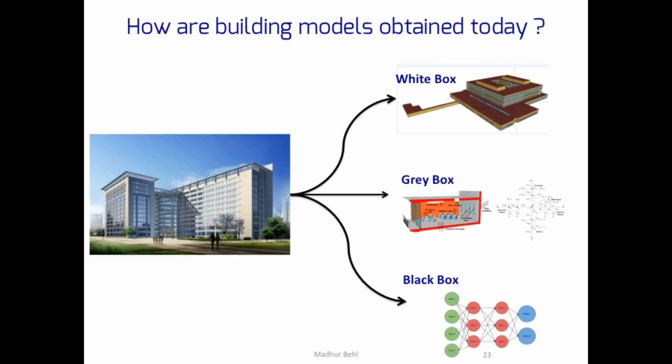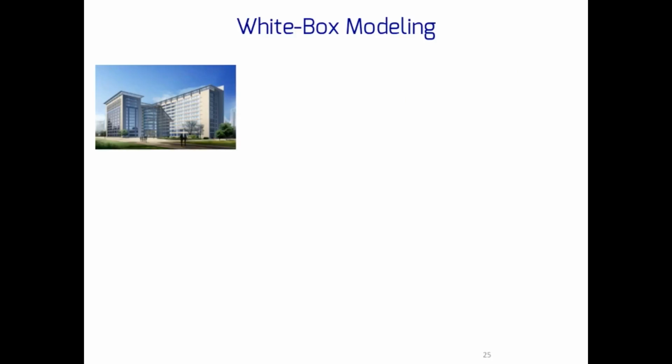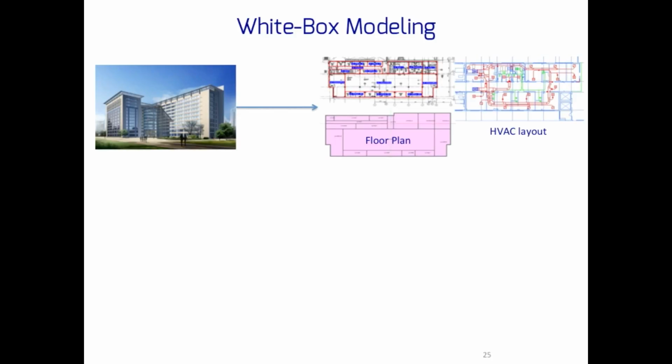So broadly speaking, the models for buildings are learned in 3 different ways: white box, gray box, and black box modeling. In white box, the way you build a model is you take a real building, and the first thing you want to do is get as much information as possible about the building layout, floor plans, HVAC equipment layouts, and things of a similar nature.